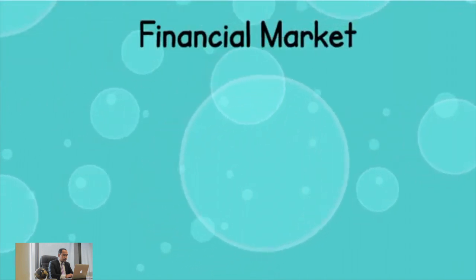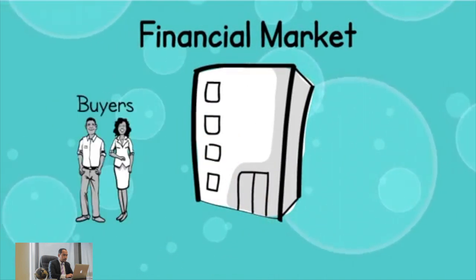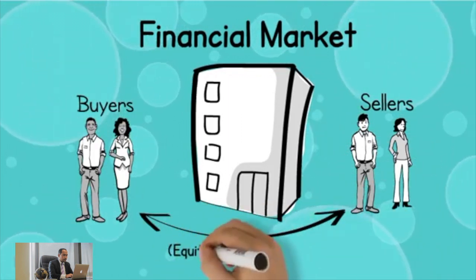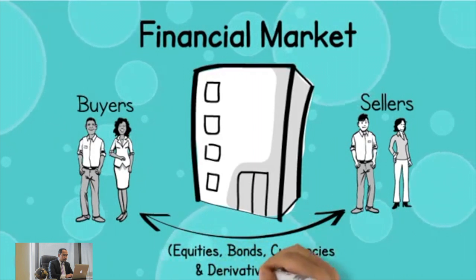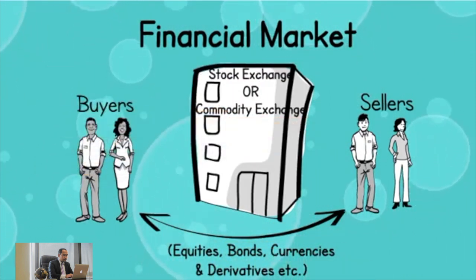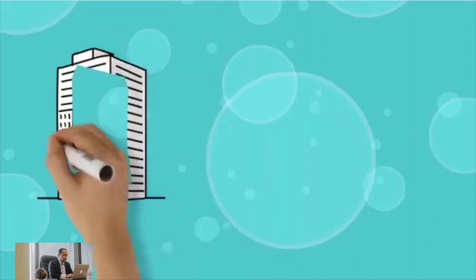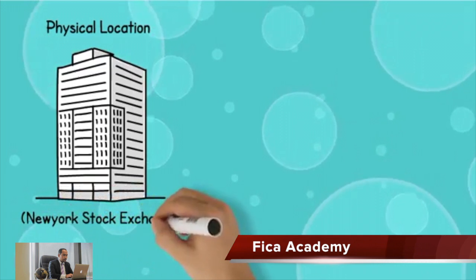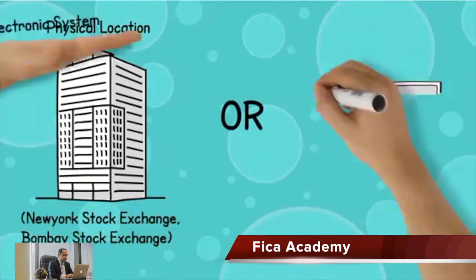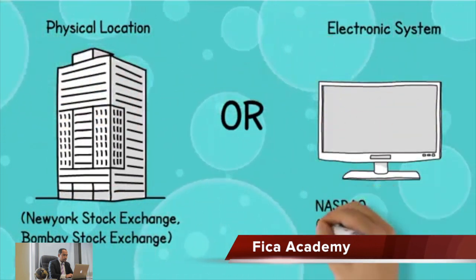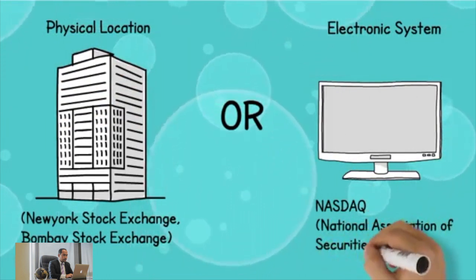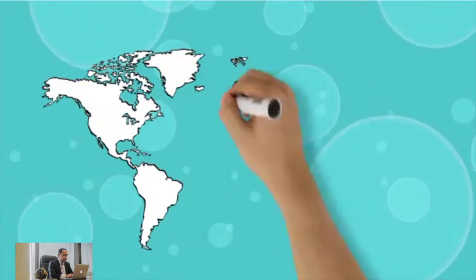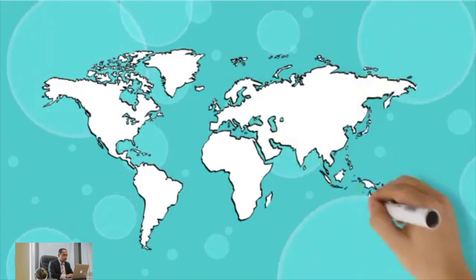Financial market is the marketplace where buyers and sellers participate in equities, bonds, currencies, and derivatives, such as stock exchange or commodity exchange. A financial market can be a physical location, such as the New York Stock Exchange or Bombay Stock Exchange, or an electronic system called NASDAQ, National Association of Securities Dealers Automated Quotations. The financial market can be found in every nation in the world.